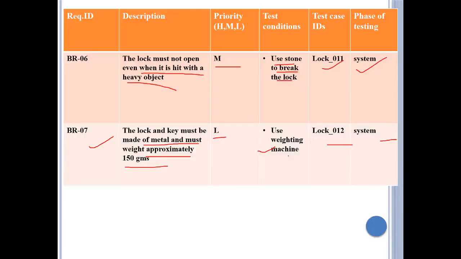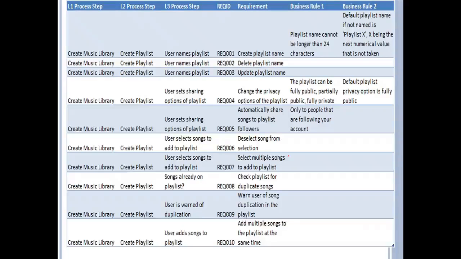and should not get executed, and in which phase of testing should be tested. This is also one example of a requirement traceability matrix. Like this is the software for creating music. So, create music library. To create a music library, what steps do you need?